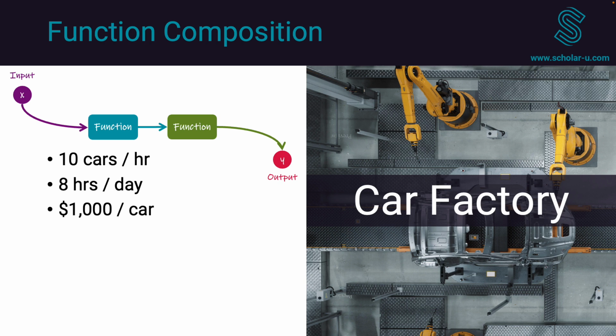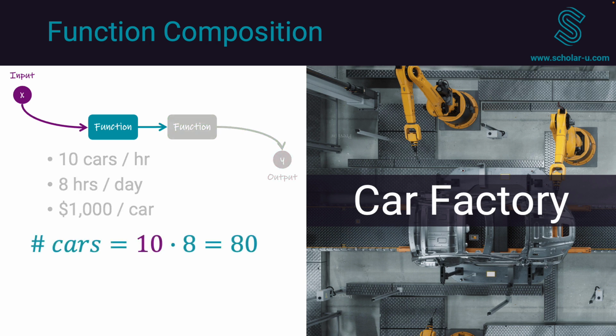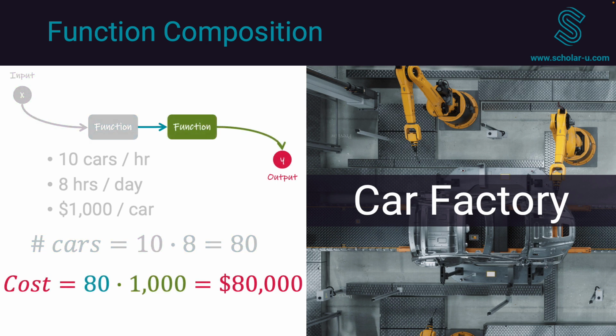Our first function will calculate the total number of cars manufactured on a given day by multiplying 10 cars per hour times 8 hours per day, resulting in 80 cars per day. These 80 cars per day then become the input of our second function, which multiplies this number by the $1,000 cost per car. As a result, we get a final output of $80,000 in material costs per day.